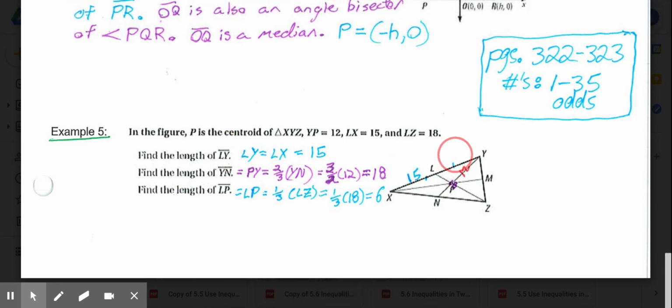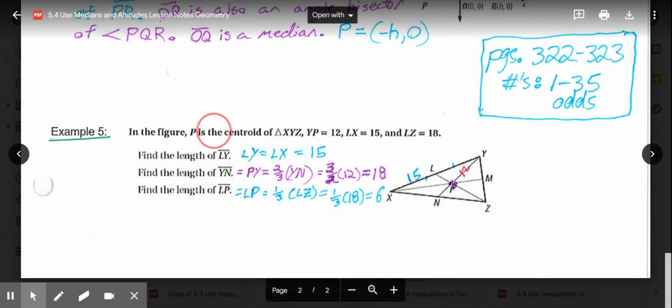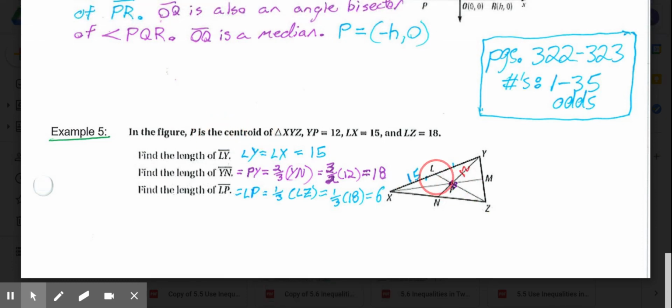LY here is equal to LX because if P is the centroid, we know LZ meets side XY at its midpoint. So the distance X to L would equal the distance Y to L. So that's also 15. Find the length of YN. So YN is this whole piece here, our whole median.